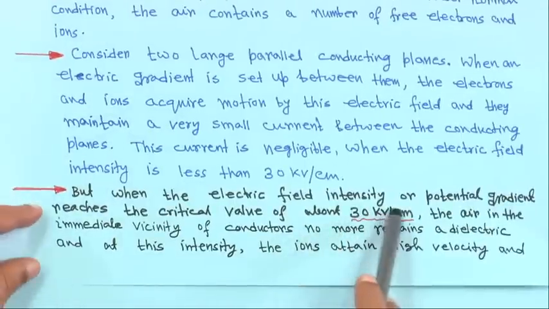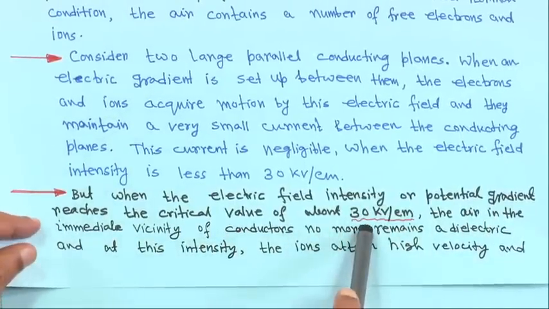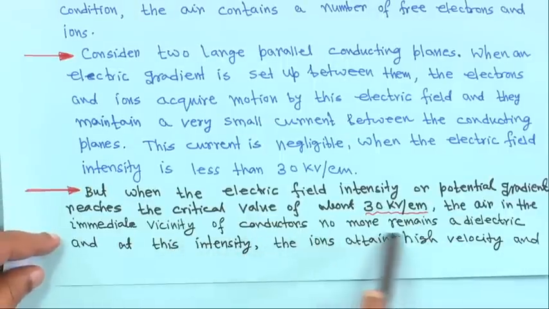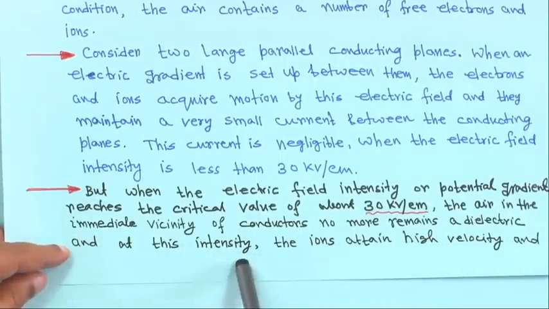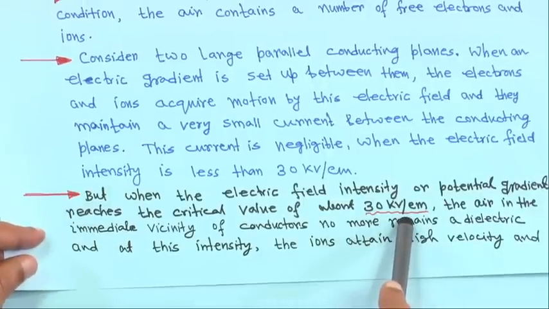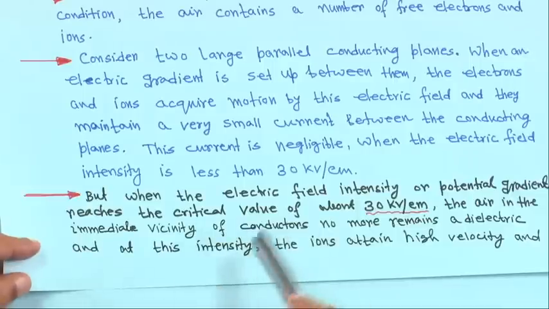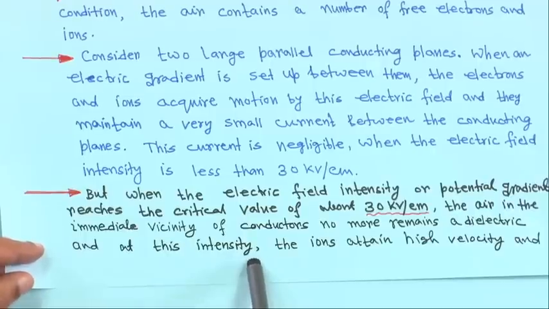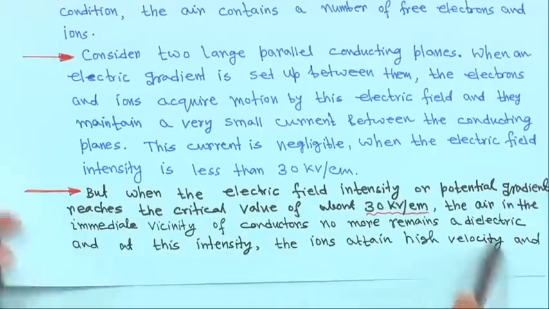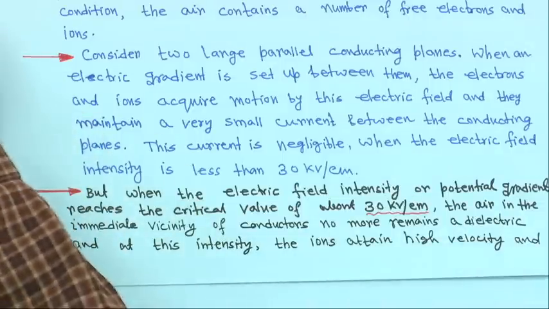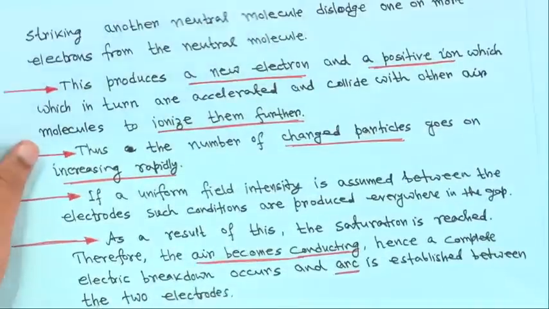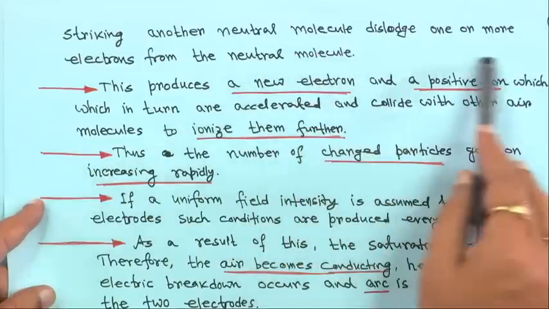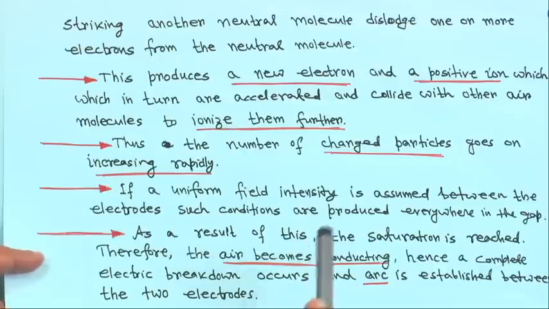But when the electric field intensity or potential gradient reaches the critical value, say 30 kV per centimeter, the air in the immediate vicinity of the conductors no more remains a dielectric. At that intensity the ions attain high velocity, strike other neutral molecules, and dislodge one or more electrons from the neutral molecule.